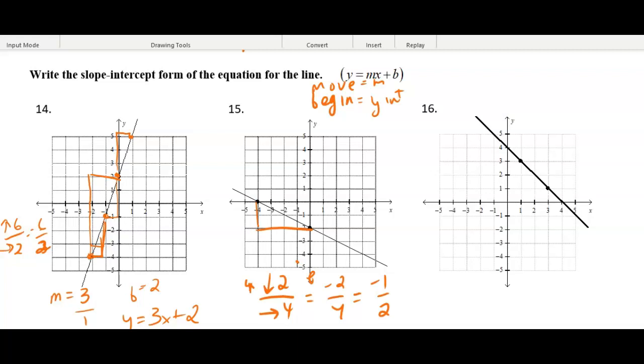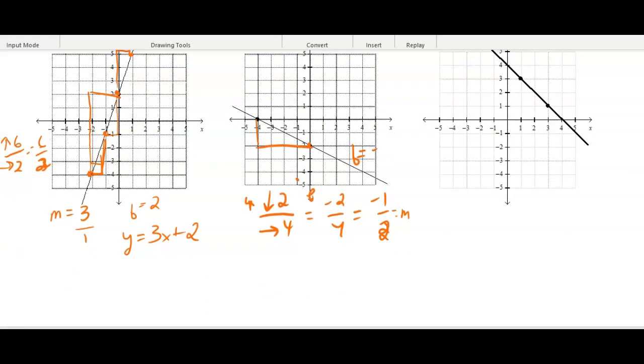And then where do we begin? Well, we began here where it crosses the y-axis at negative 2. So this is my M. My B equals negative 2. Let's see if we got some more room here. Yes, we do. Y equals negative 1/2 x minus 2.